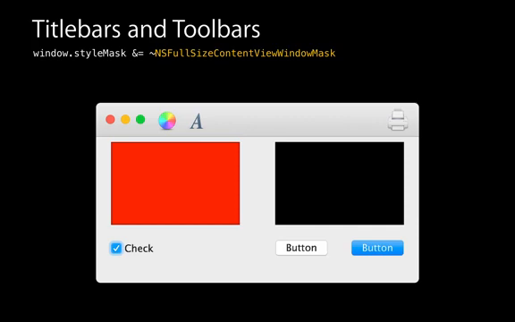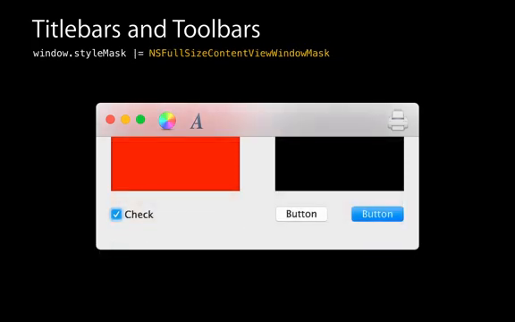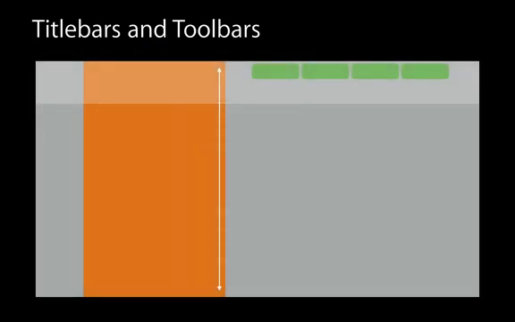If we add the full-size content view window mask, all of a sudden the content view size hasn't changed, but the title bar and toolbar are overlaid on top of that content. You can see it blurring the red and the black in the title bar there. So if you look at this mockup and you use the full-size content view window mask, a problem you'll notice is that those controls you used to have at the top of your window are still at the top of your window, but the title bar overlays them.